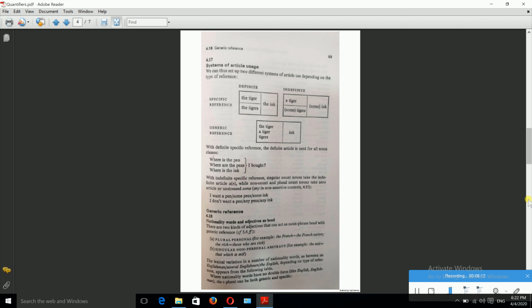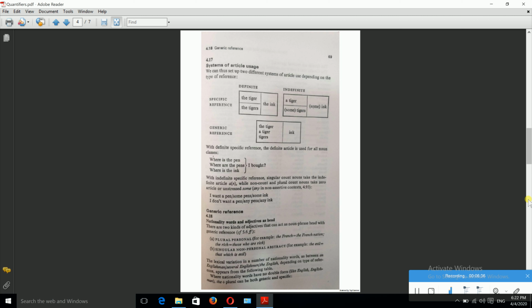Systems of article usage. We can thus set up two different systems of article use, depending on the type of reference: specific reference, definite or indefinite article, or generic reference, as in the tiger, a tiger, or tigers. With definite specific reference, the definite article is used for all noun classes.